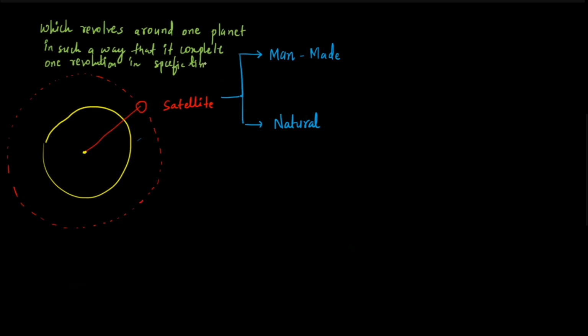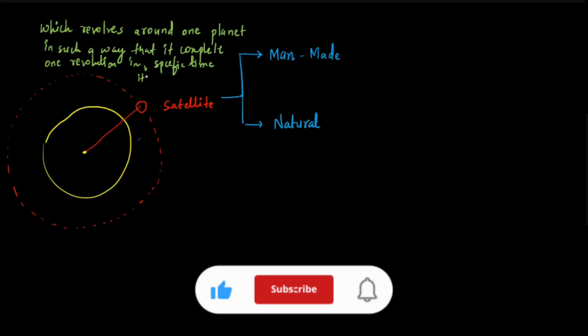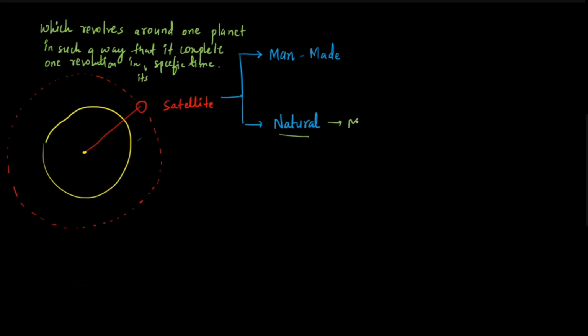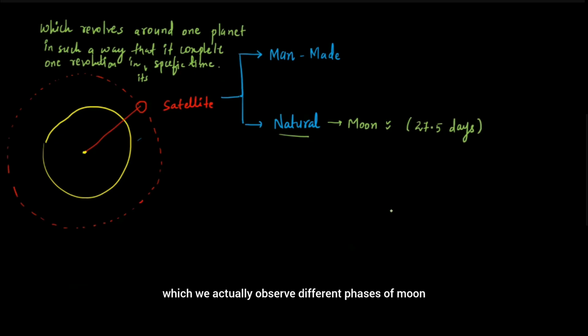Now, what does it mean? If we talk about the moon, the moon is our natural satellite. Why? Because it revolves around Earth in a fixed number of days, which is 27.5 days. In every 27.5 days, the moon completes one revolution around Earth. And that is the time for which we observe different phases of the moon. So that is a natural satellite, revolving around Earth.